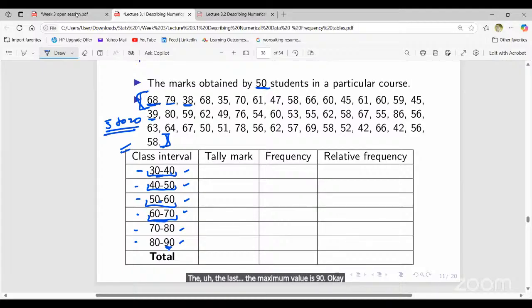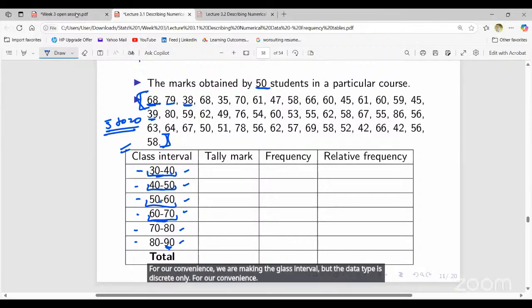Ma'am, can we say that for our convenience we are making the class interval, but the data type is discrete only? For our convenience, we are grouping into intervals. That I can understand, but the nature of the data, how is it continuous?